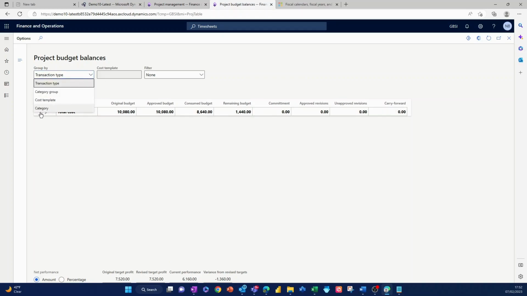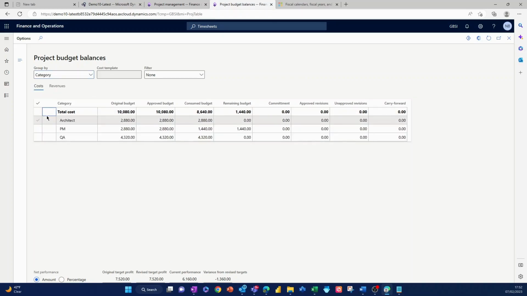And we can go and have a look at these by category if I just expand this down. So a similar kind of view, we're using categories again here. So we can see what we've consumed against the budget. Well, we've got an original budget. If you remember, we have workflow on budgets, an approved budget, consumed from that budget. And then if there'd been any other revisions, be it approved or unapproved, then you would see those figures here.